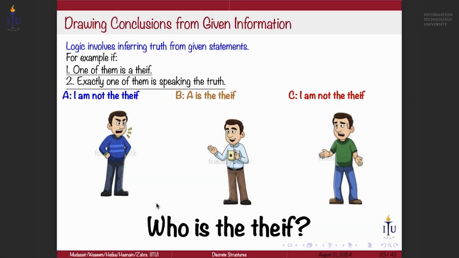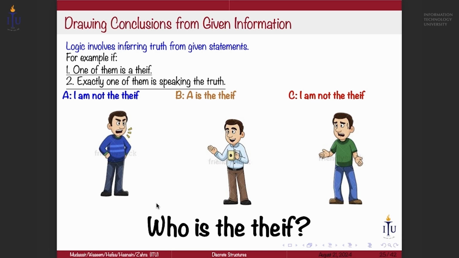All right, let's start with another example based on logic. Let's read this. So we have two statements. One of them is a thief. So we have three people, A, B, and C. A says, I am not the thief. B says, A is the thief. And C says, I am not the thief.